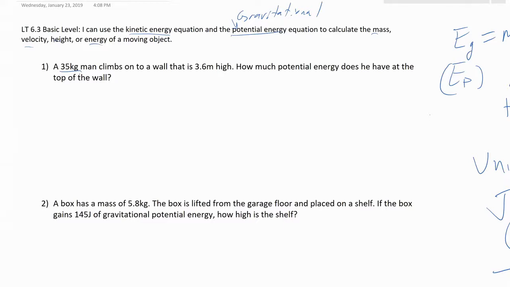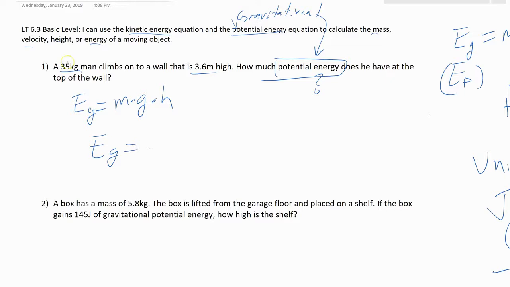All right, now let's underline the important stuff. We've got a 35 kilogram man climbs a wall that is 3.6 meters high. That sounds important. And then it says, how much potential energy does he have at the top of the wall? When a problem says potential energy, they really mean gravitational potential energy. So we're going to use this equation, Eg equals mass times gravity times height. We're going to solve this for potential energy. No algebra needed.